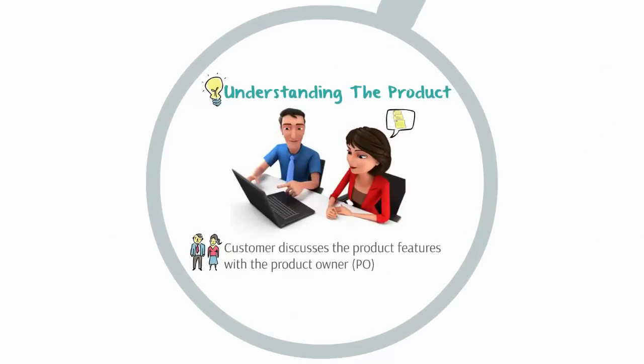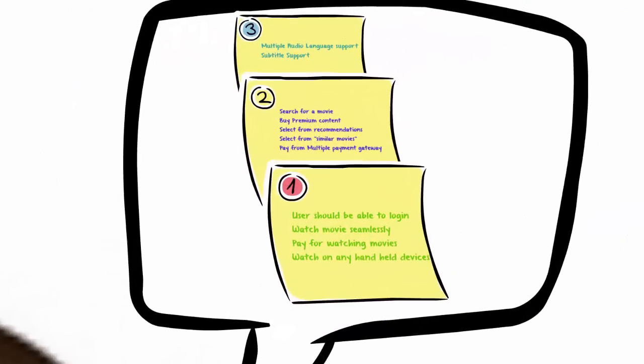Agile Scrum focuses on the highest business value in the shortest time. To achieve this, our product owner meets our customer, and understands the key features, which bring real business value. In our case, Nancy tells our product owner that her top priority is for users to log in and watch movies seamlessly. In addition to that, she wants her users to watch movies on various handheld devices, and be able to sell premium videos to specific customers.